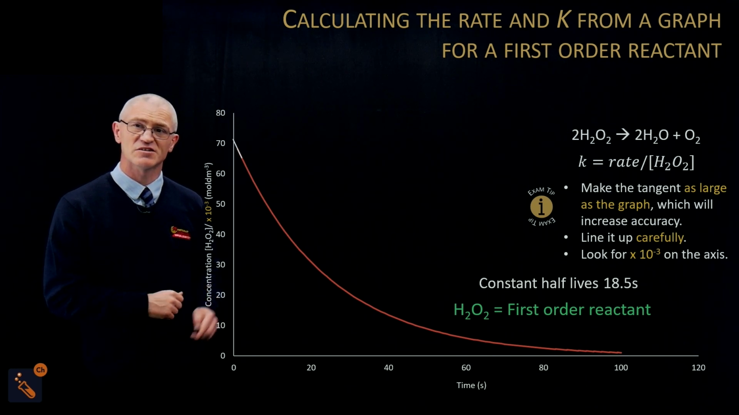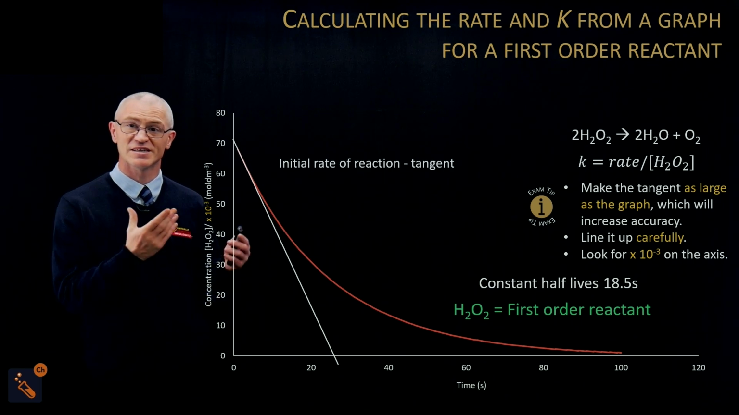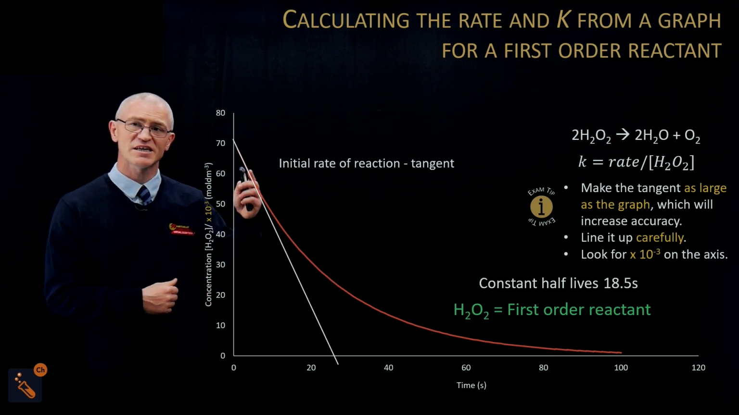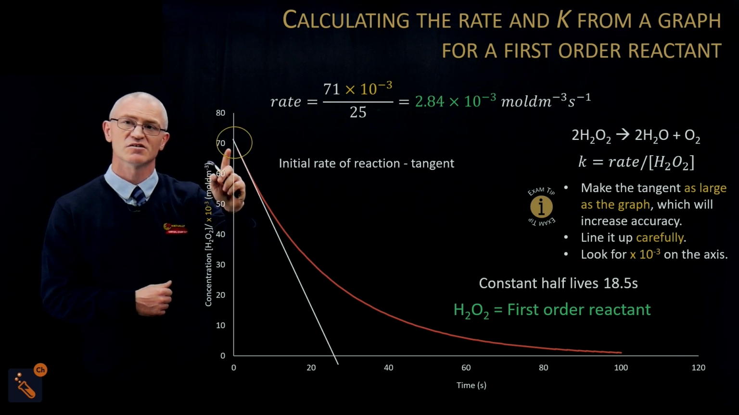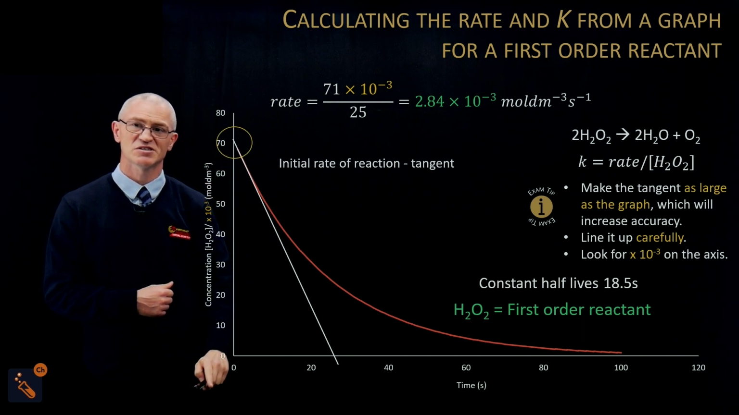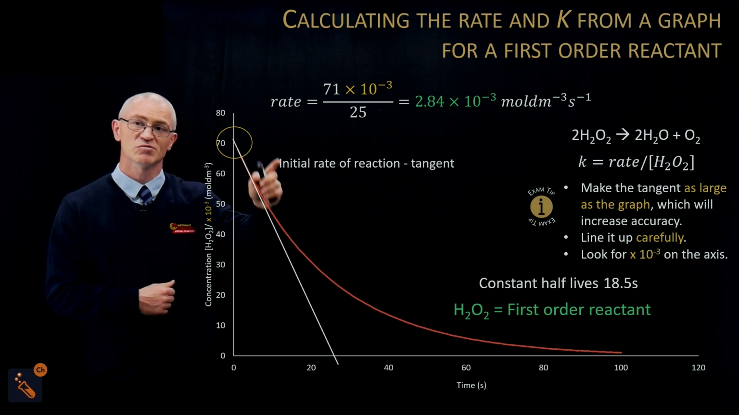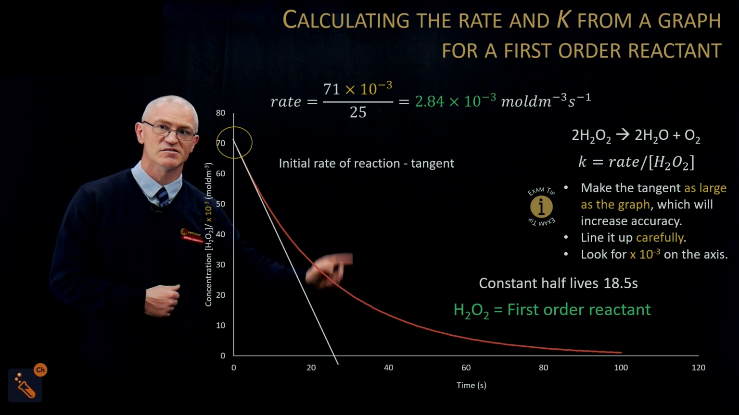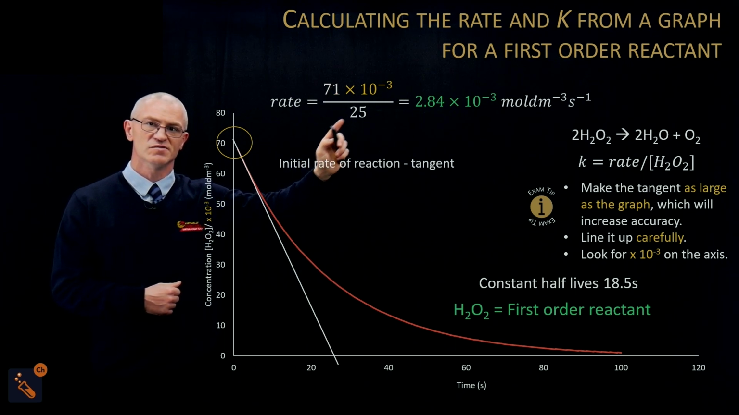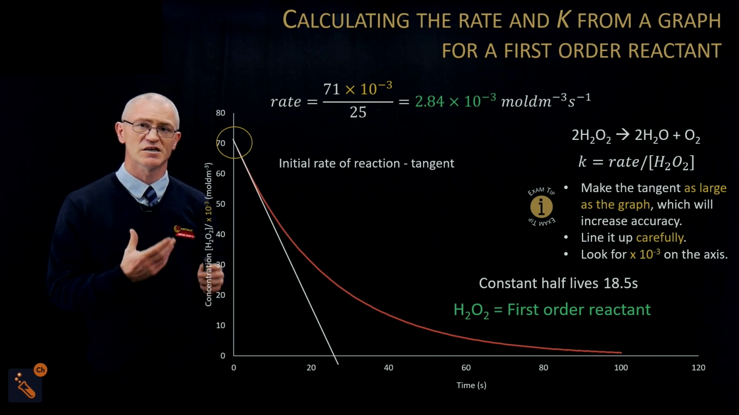So like I said, look for that times 10 on the axis, and here is our tangent coming down. The tangent coming down is the initial rate of reaction, and we can take the numbers here and calculate our rate. Now, you might say, where's that 71 come from? Well, the 71 comes from the concentration at 0, because this is our initial rate of reaction. So at 0, what was the concentration? Which is 71, and we added that times 10 to the minus 3. And then we saw down here 25 seconds, and that's where we get our change in concentration over time, which is 2.84 times 10 to the minus 3 mol dm^-3 s^-1.